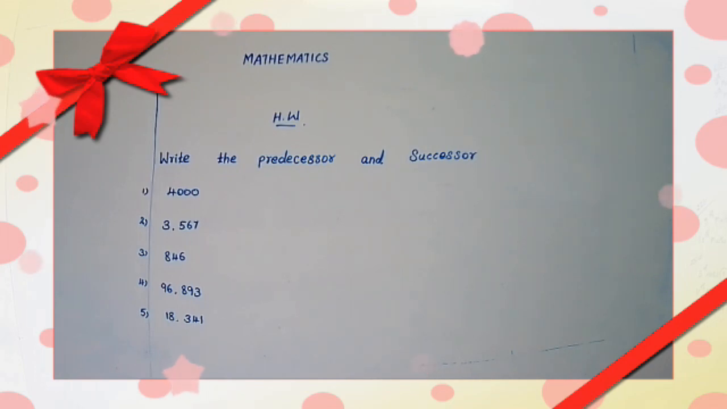This is today homework, ma. Write the predecessor and successor. The first one, 4,000. You should write answer, predecessor and successor. Then the second question, answer, predecessor and successor. Class work method you should write. Okay, ma. Second one, 3,567. Then 846. Then 96,893. Then 18,341. This is today homework. Okay, ma.